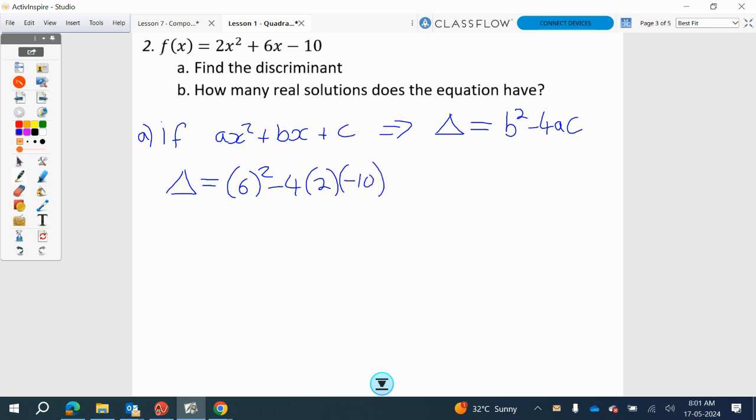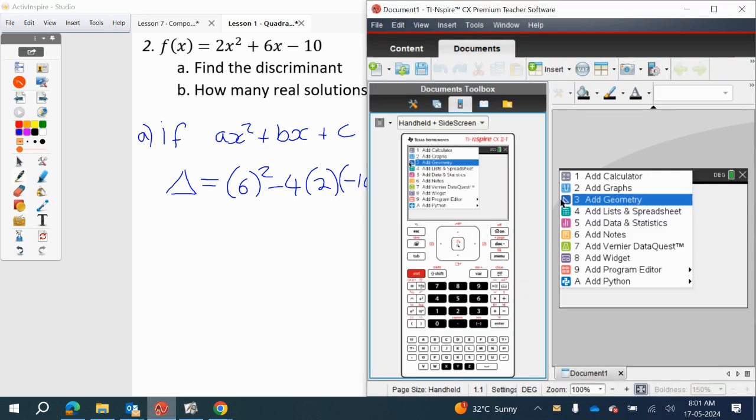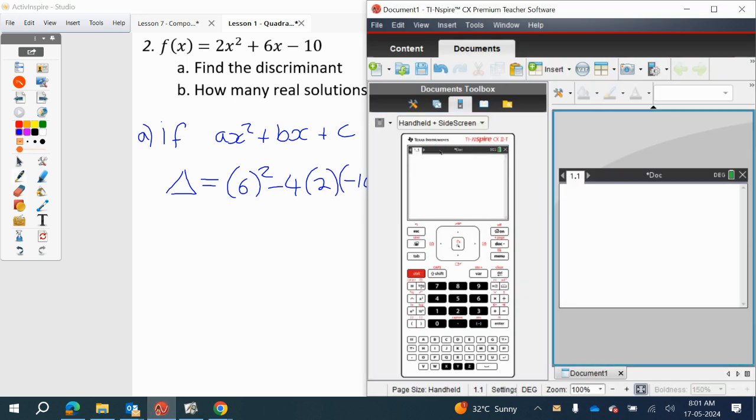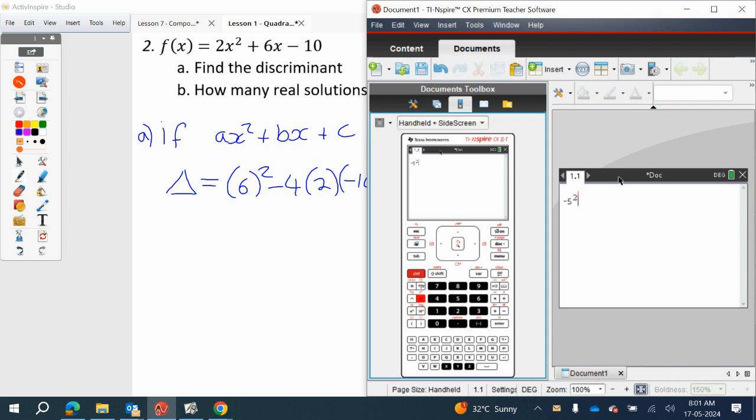For A, B, and C, the brackets are important. It'll help you get the minus sign, particularly if the B is negative and you've got to square it. Remember that with our calculator, minus 5 squared is wrong if you're trying to square negative 5. Remember with our calculator, order of precedence, it will do the square first, then the negative. You have to put the brackets in. So this is why I'm writing it up with the brackets like this.